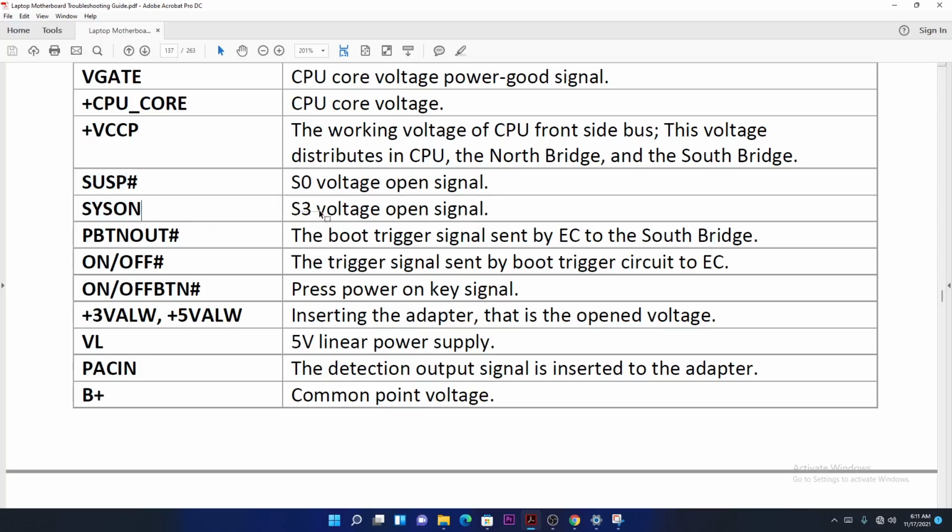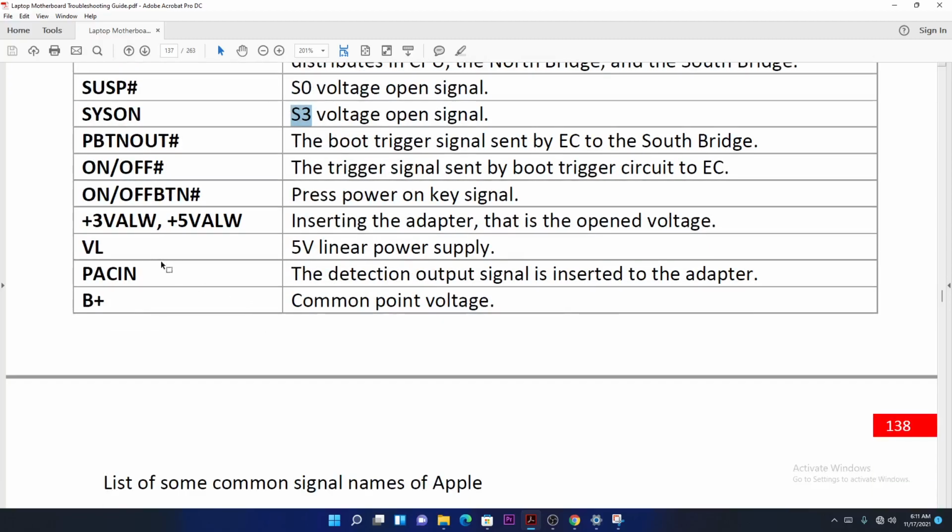And it's S3 ready. S0, it's when the system is off. S3 on. Power button out. This is a trigger sent by the startup chip to the power button, meaning the power button out. Yes, on and off. Well, I don't have to tell you this. This is an on and off button. Even this one, on and off button. The pointer always. I've mentioned this before.